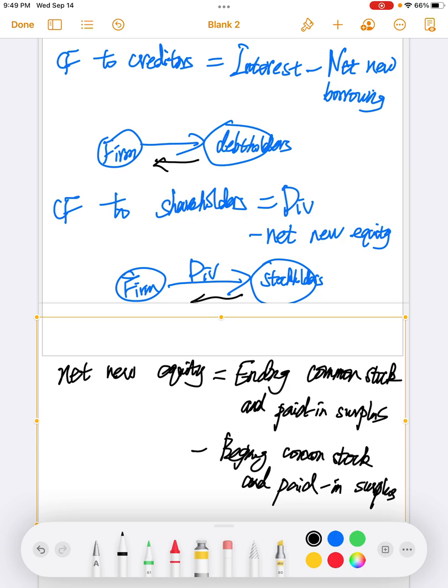Therefore, we can calculate the cash flow to creditors and the cash flow to shareholders, and when we sum them up, we get the cash flow from assets. Those are the two ways we can use to calculate cash flow from assets, and these two methods will give us the same answer.